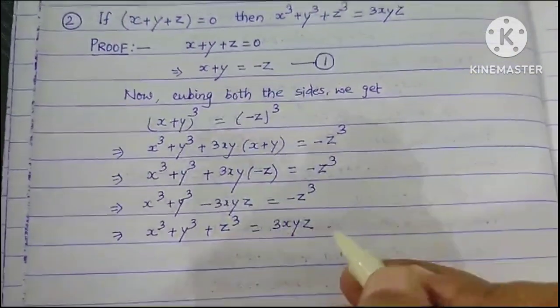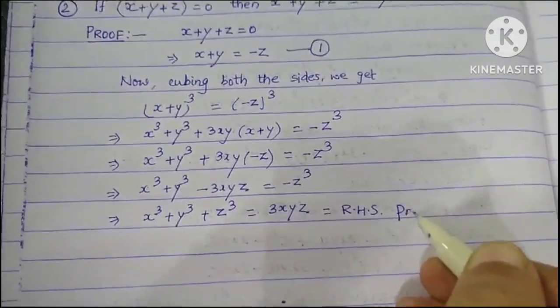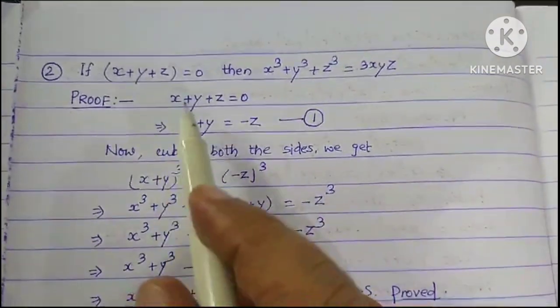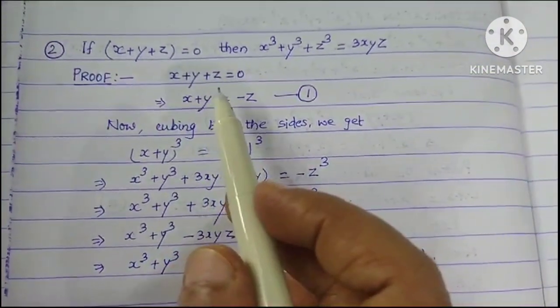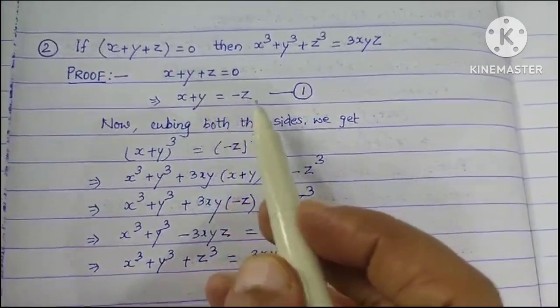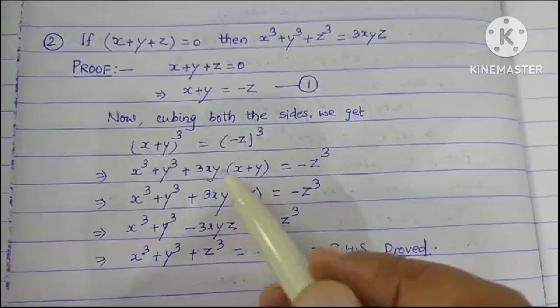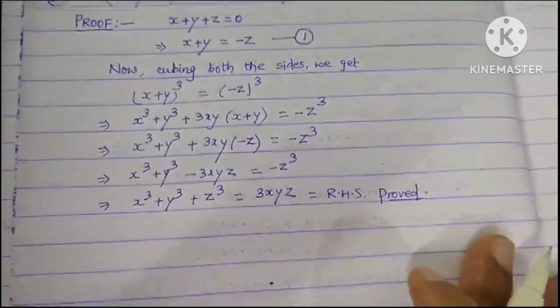LHS is equal to RHS, so hence proved. If x plus y plus z equal to 0, then this equals this. So we have taken x plus y plus z equal to 0, so x plus y equal to minus z. Now cubing both the sides, we get x plus y cube equal to this. And when you simplify, we will get x cube plus y cube plus z cube equal to 3xyz.